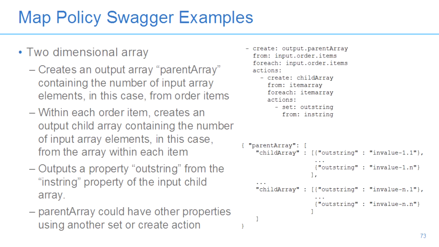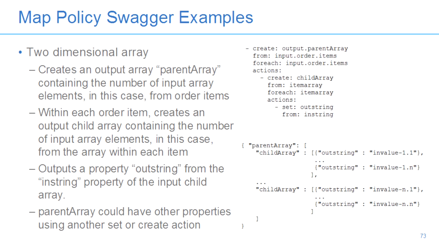And then finally, just some two-dimensional array support. So two-dimensional arrays, as I indicated earlier, the create is what actually creates the output array. So we're going to be creating something called parent array from the actual order items. Within that, I'm going to be creating another array, which I'm calling a child array, that's going to come from an item array. And I'll be for-eaching over each of the individual item array elements. And then the actions are going to be to just copy this in string to something called out string. And so you get to see this particular output here where I'll have my parent array created.